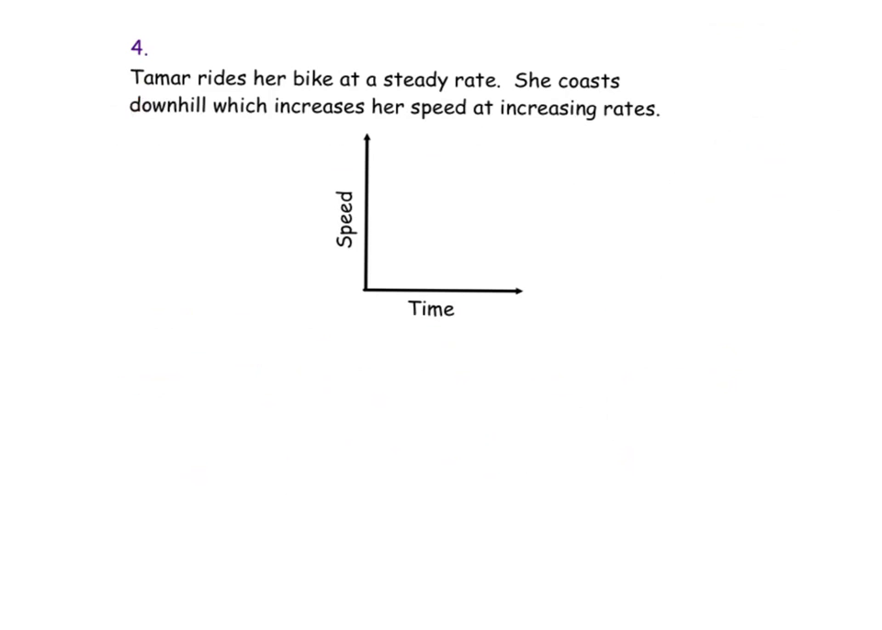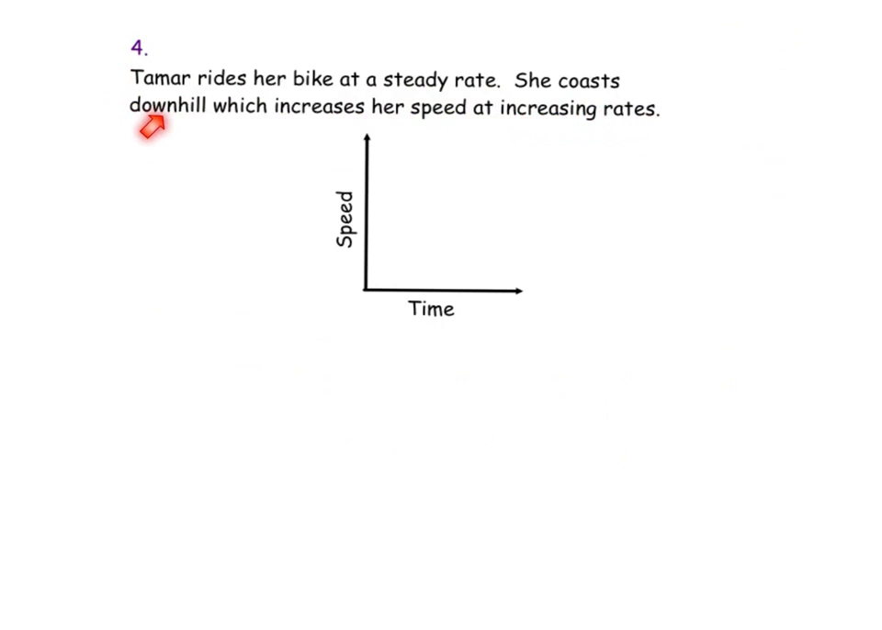All right, last example. This is like the second example on this video, but the third example on your paper. This is where you need to draw out the graph given this situation. So Tamara rides her bike at a steady rate. So remember, steady, that's making me think that it's constant. And then she coasts downhill, which increases her speed at increasing rates.